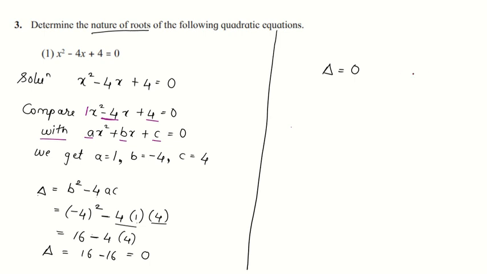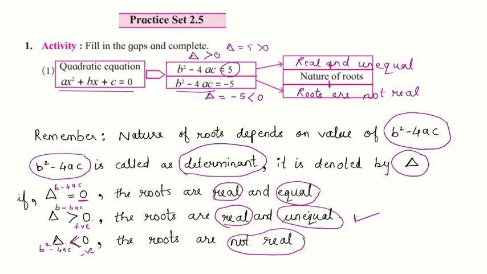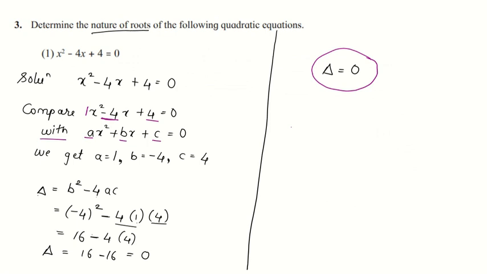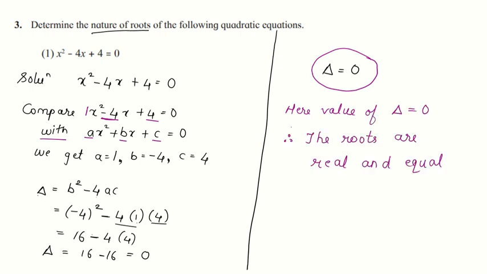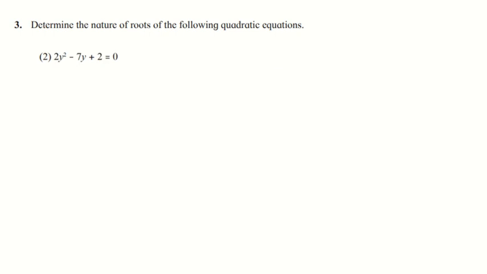So what do we come to know from this? As the value of delta is equal to 0, let's go and recall the understanding. The value of delta we got is 0. That means the roots are real and equal. Okay, as we have been asked in the question, here the value of delta is equal to 0. Therefore, the nature of roots are real and equal. Move on to the next equation.